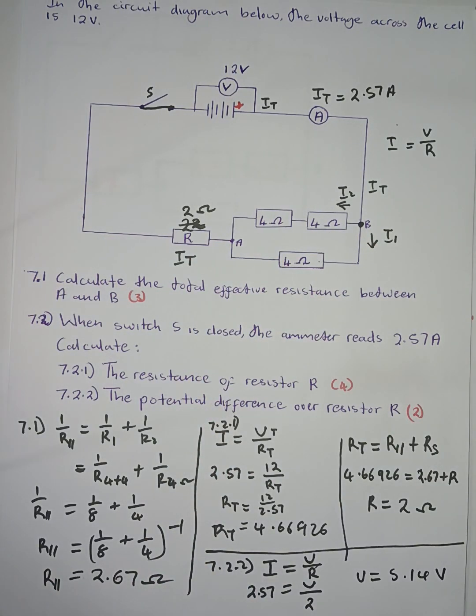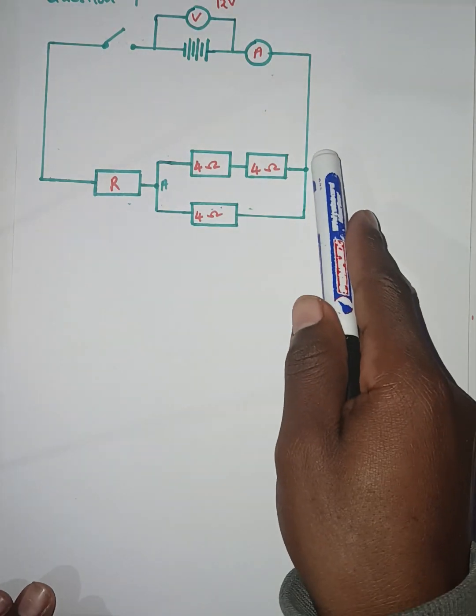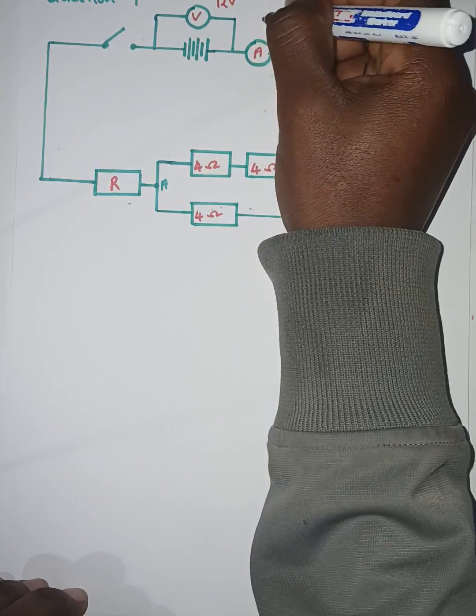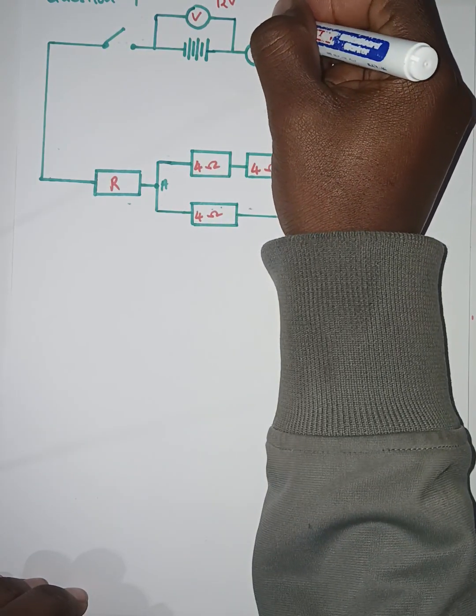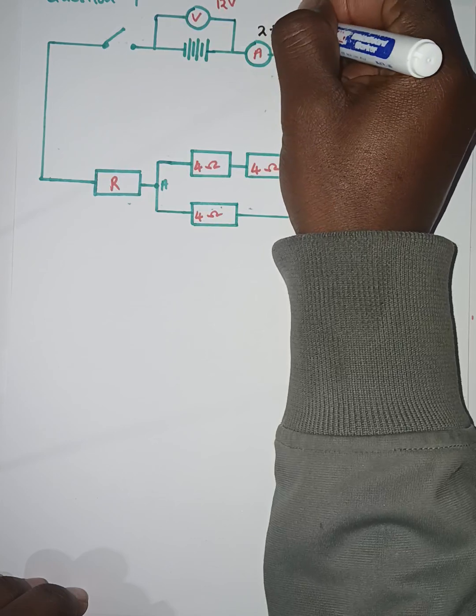Now another way, let me just go back to that. Another way you could have chosen to do that question was to say, remember we said when the current gets to that point, it splits, right? So the first thing that we did, now remember we said the current across that point there was 2.57, right?